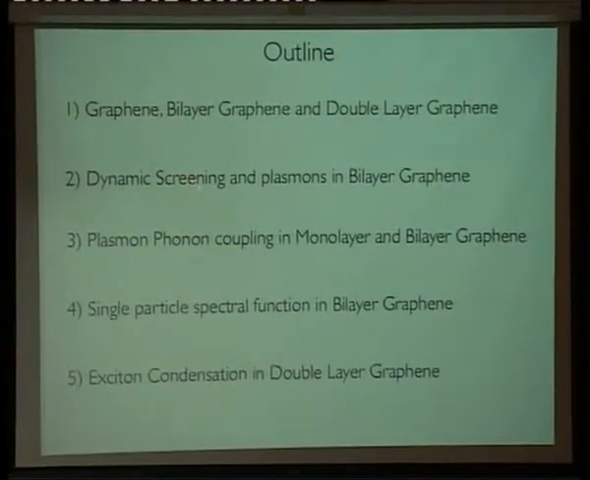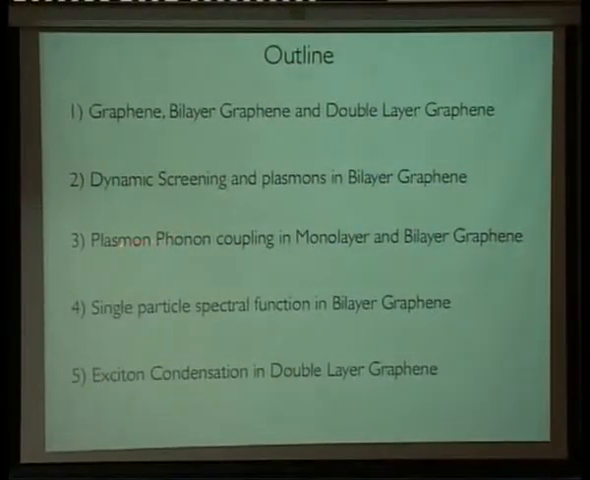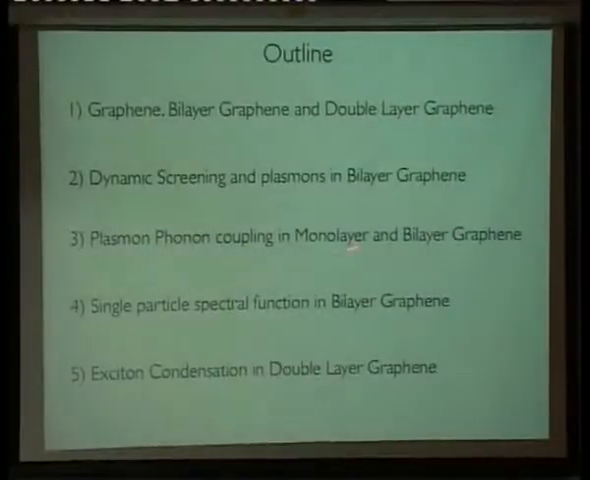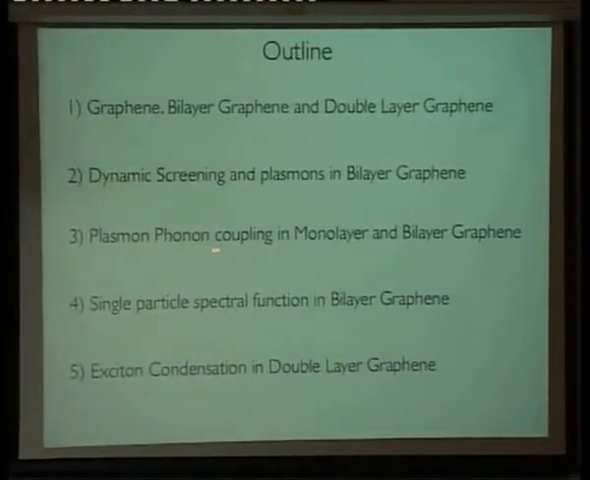We'll talk a little bit about dynamic screening and plasmons in bilayer graphene. And this is a little detour: I will try to cover it very quickly, plasmon-phonon couplings in monolayer and bilayer graphene. And then I'll come to the single particle spectral function in bilayer graphene. The idea is you need these dynamic screening functions to calculate the single particle spectral function. And finally, as I promised, I'll talk a little bit about exciton condensation in double layer graphene.